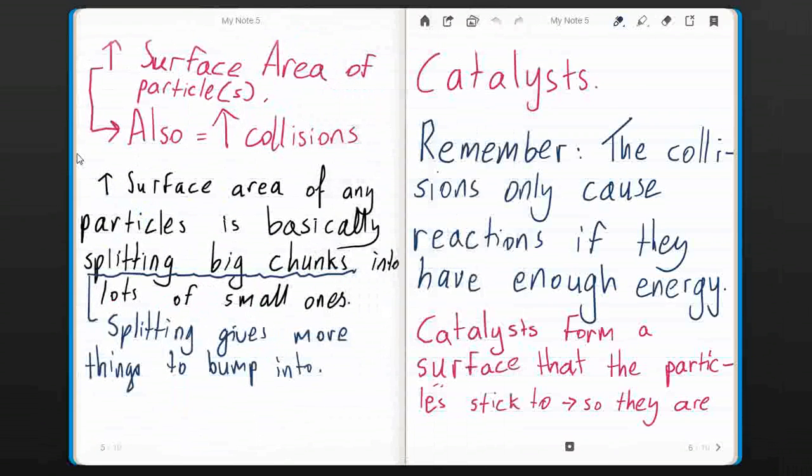Okay, so another way is to increase the surface area of the particles themselves.